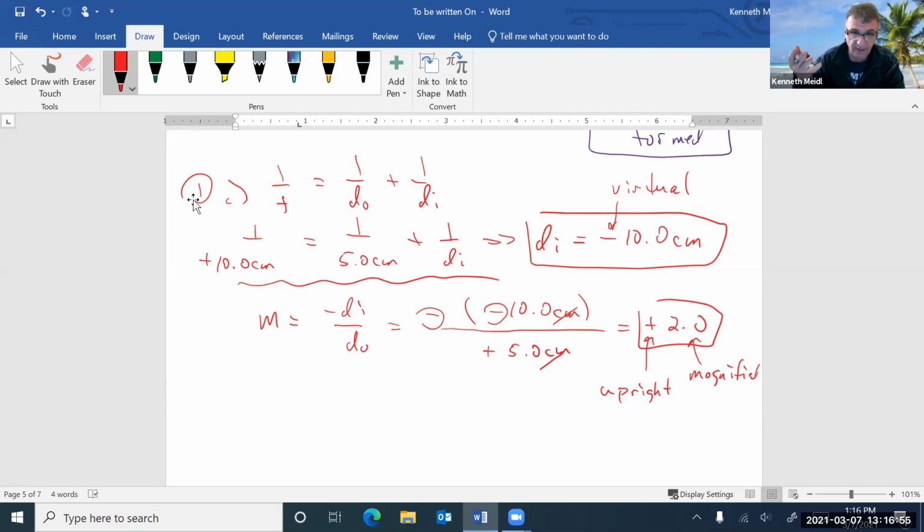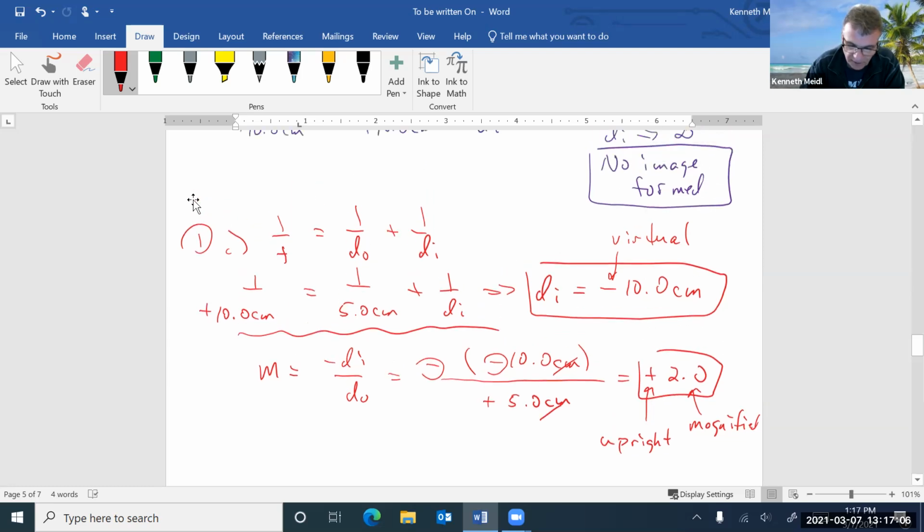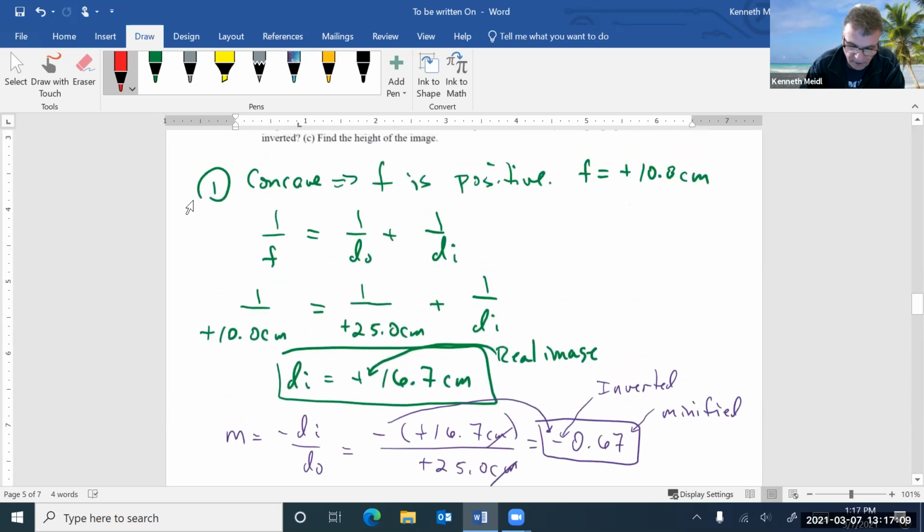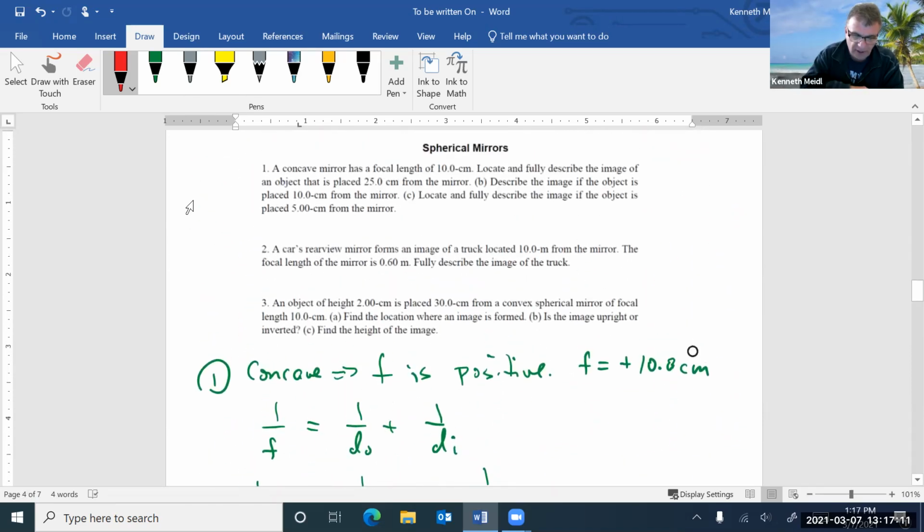Okay, so if you've got some practice using the thin lens equation, this isn't really too much different, and so that makes it nice here. Okay, so let's see if this gets any worse for us here at all. Number 2, it says a car's rear view mirror forms an image of a truck located 10 meters from the mirror. Okay, so that's my object distance. The focal length of the mirror is 0.60 meters. Fully describe the image of the truck.